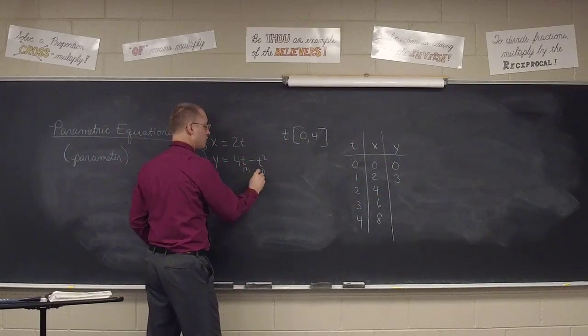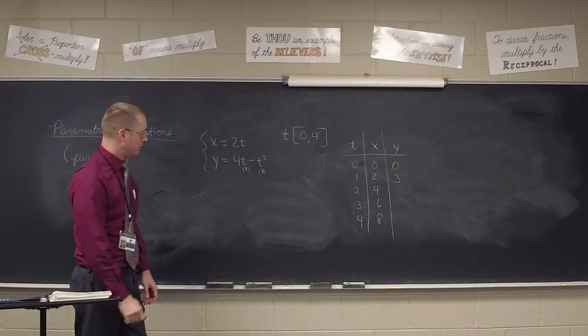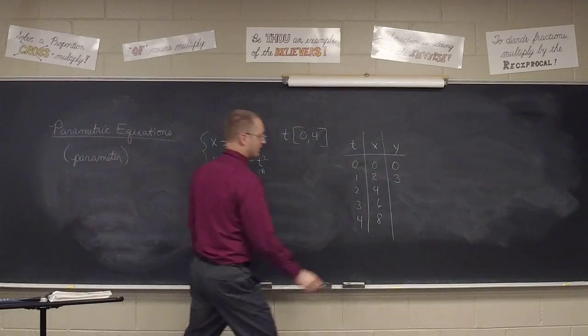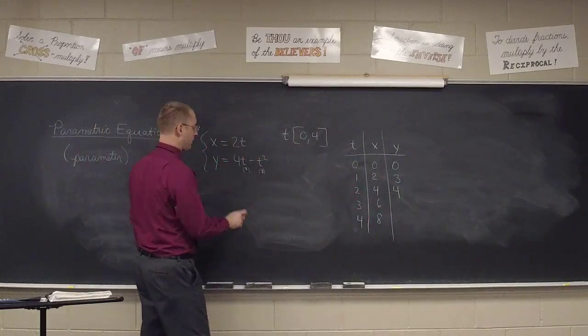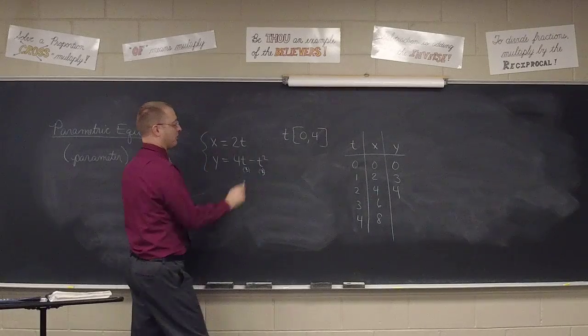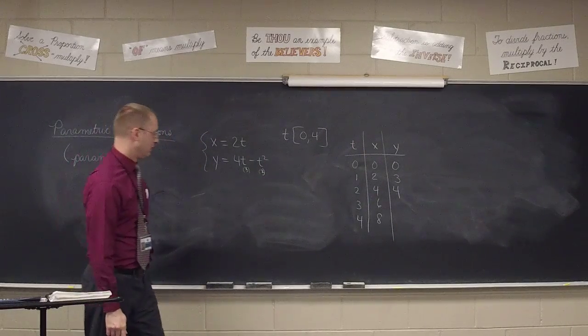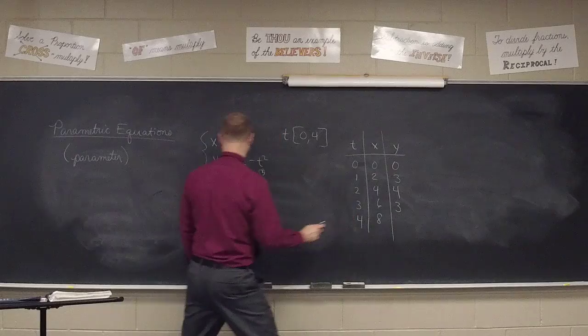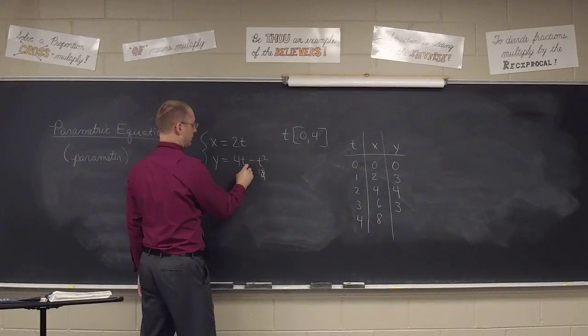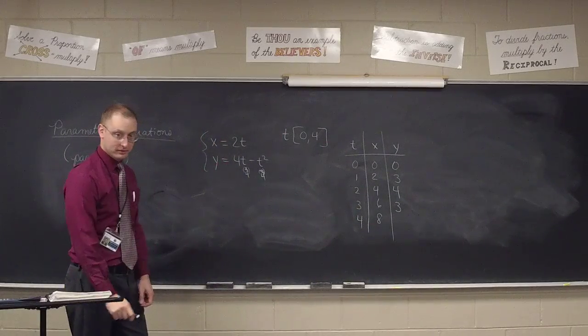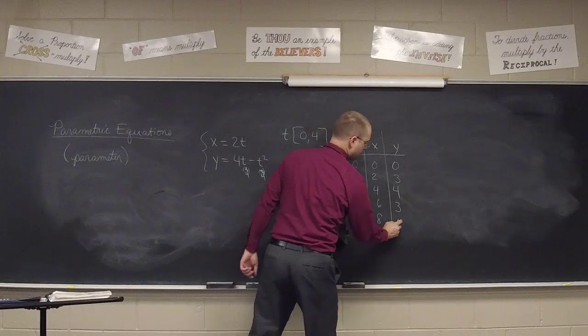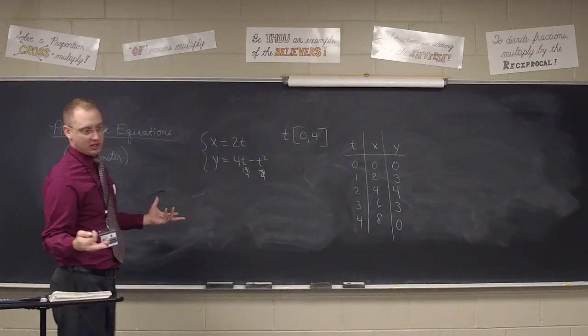If we plug in twos right here, what do we get? Four. Quentin, feel free to jump in here. If we plug in three, what do we get? Three. And if I plug in four right here, what do I get? Zero. So we finished filling in our t, x, y table.